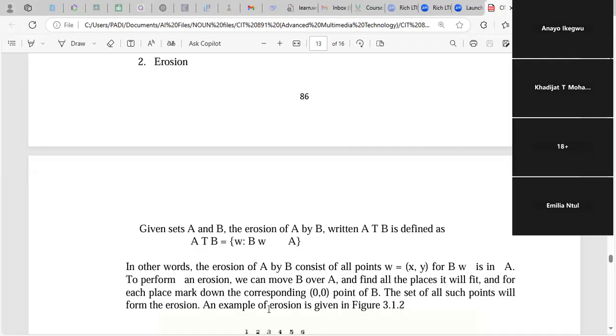That is why we say that, in other words, erosion of A and B consists of all points where B can be moved. We can move B over A. A is old furniture. B is a new furniture. And find all the places it will fit. And for each place, mark down the corresponding origin, you now choose where you want to place it. Sometimes you may decide to choose old image and new image. You want to place them together so that people will see it.